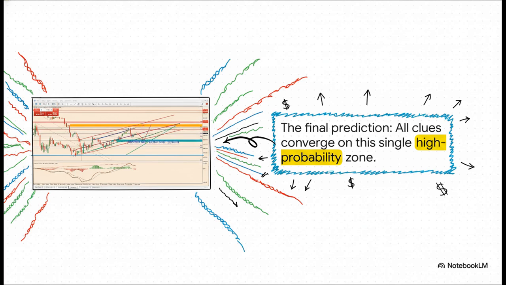And there it is, that blue box. That's the whole point of the chart. Everything we just talked about, the trend lines, the Fibonacci level, the past price action, it all comes together right there. That's the analyst's high probability buy zone.